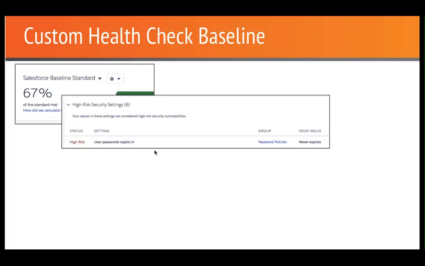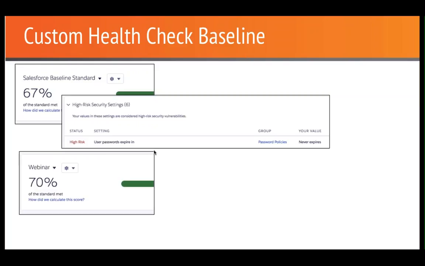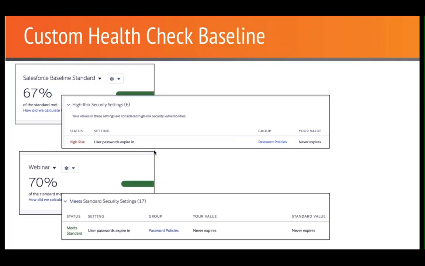If we look here, my webinar org is at 67% of the baseline standard, and one of the issues that's been identified, a high risk issue, is that my passwords never expire. So it's a demo account that I use once every 3 months. So that's fine. I don't care about this, and I don't think that's a high risk for this particular org. So what I've done is I've created my own baseline called Webinar that doesn't consider this an issue. Once I install that custom baseline, my score then goes up to 70% of the standard, and my password expiry now meets the standard security settings.